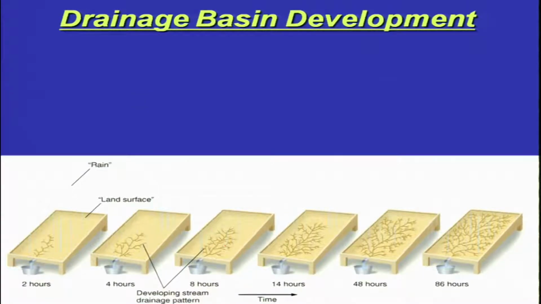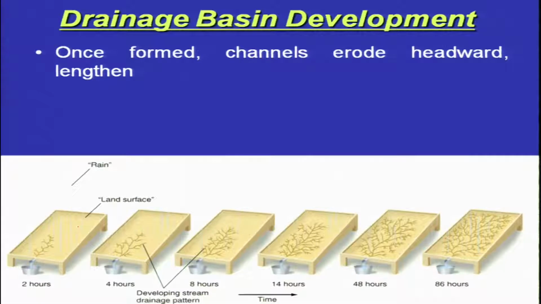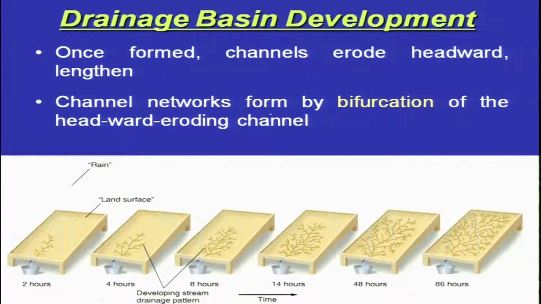Now, as I was talking about the headward erosion, how the basin will evolve over the time. This is a very simple example which has been given here. Of course, you need a slope and you need precipitation. Once formed, that channel erodes and lengthens its area, or it will keep on adding more streams here. That is, the channel network forms by bifurcation of headward eroding channels.